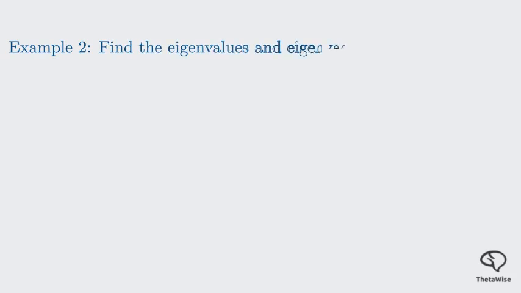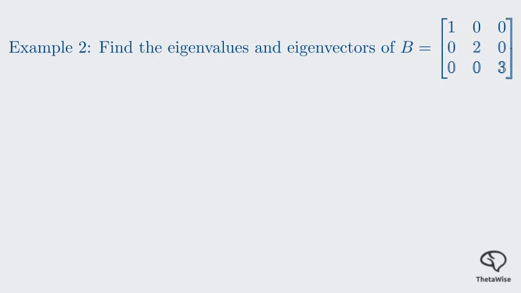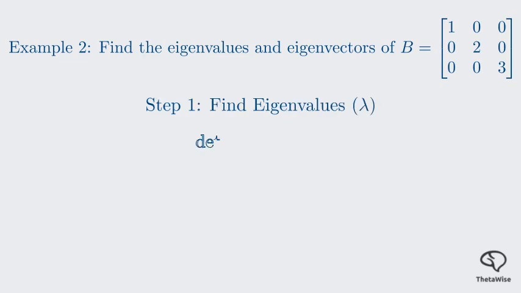Let's try a second example, this time with a 3 by 3 matrix. The process is the same, but the algebra will be a bit more involved. Consider the matrix B equals [1, 0, 0; 0, 2, 0; 0, 0, 3]. Step 1. Find the eigenvalues. We set the determinant of B minus lambda I to 0.